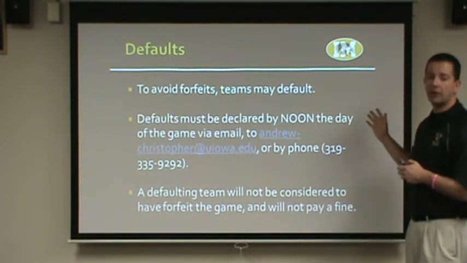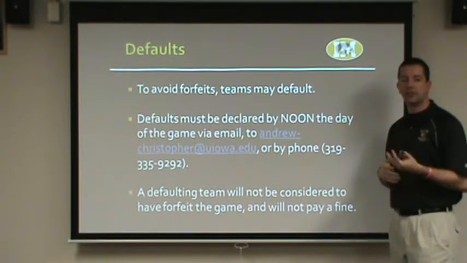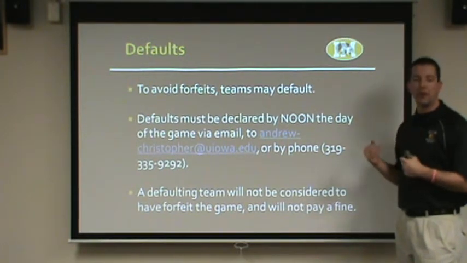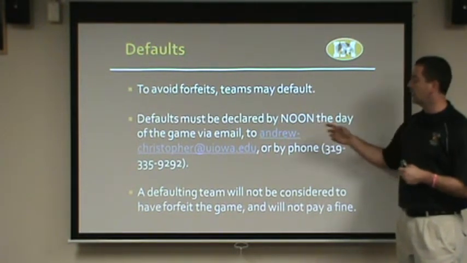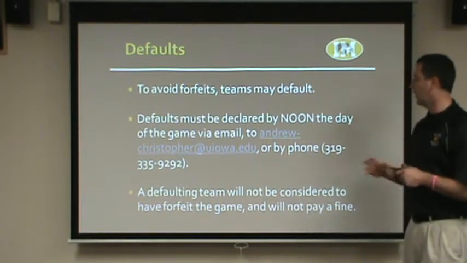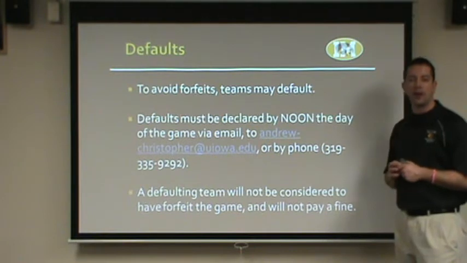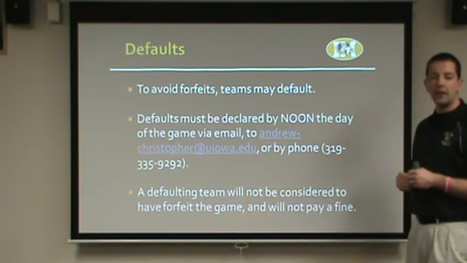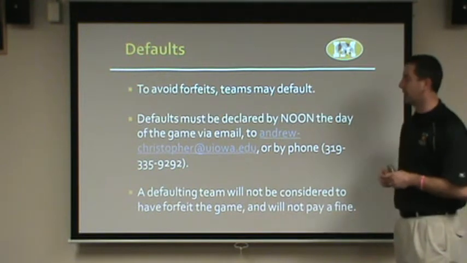If you know you're going to forfeit, you know your team has a test, you won't be there, you can default. It is a better option than forfeiting. Defaulting is letting us know you can't play. Do that by noon the day of your game, emailing Andrew Christopher, or calling that number, 319-335-9292. And a defaulting team then will not be charged your forfeit fine.